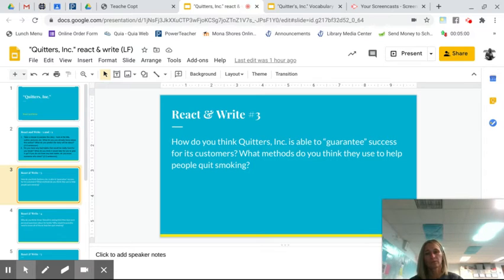Number 3 says, how do you think Quitters Inc. is able to guarantee success for its customers? What methods do you think they use to help people quit smoking? So take a couple minutes, pause, think about that.